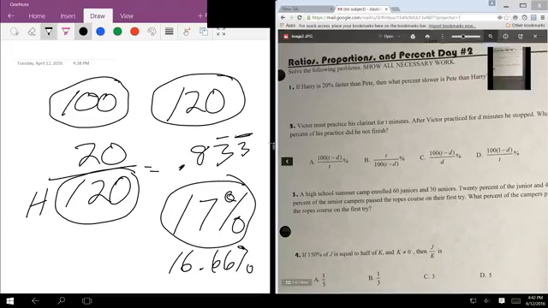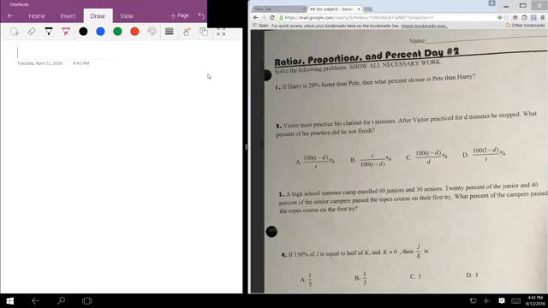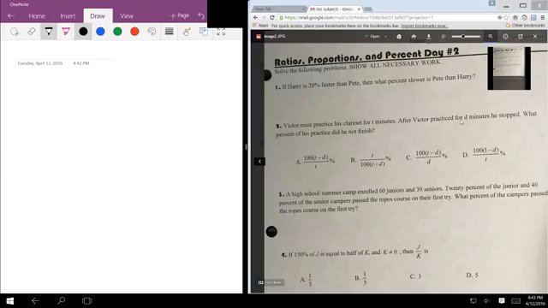Look at number 2. Victor has to practice for T minutes. After Victor practiced for D minutes, he stopped. What percent of his practice did he not finish? Well, the percentage of his practice that he did not finish would be how many minutes did he stop short, and divide by how many he was supposed to do. So what would the fraction be? How many minutes did he actually practice? You don't know. Well, he practiced D minutes. So how many did he skip? What's the numerator got to be?